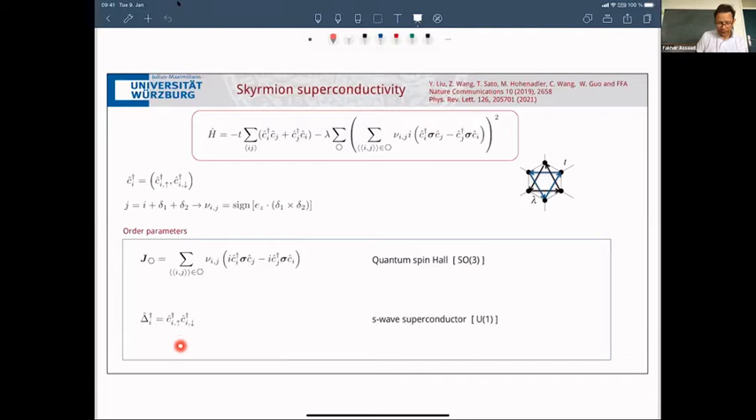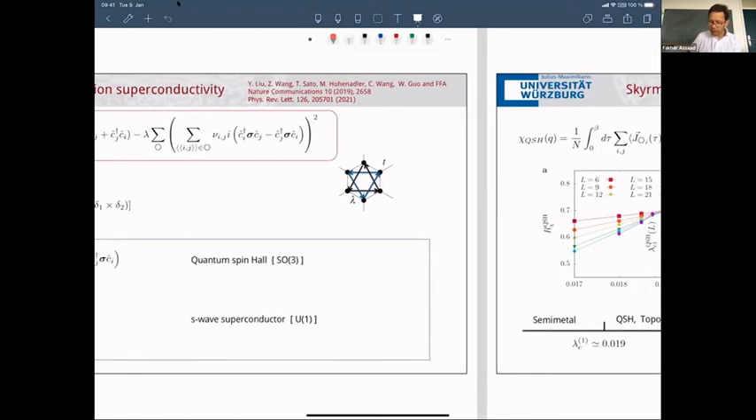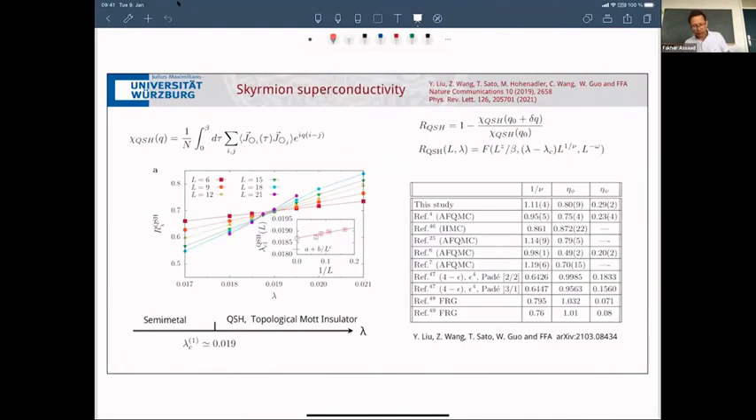The answer will be somehow that we will get some S wave superconductor. So we will also measure this S wave order parameter, which is a U(1) broken symmetry state. So these are the two measurements we will do, at least at the beginning. Sandro talked about those Gross-Neveu transitions in the first talk of the workshop.